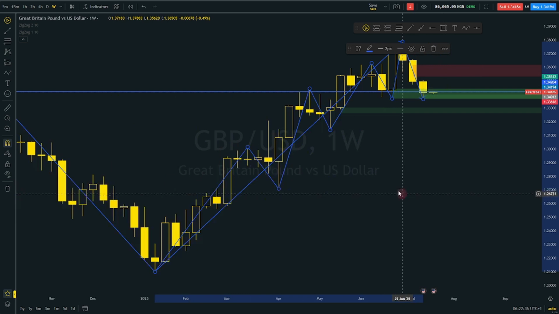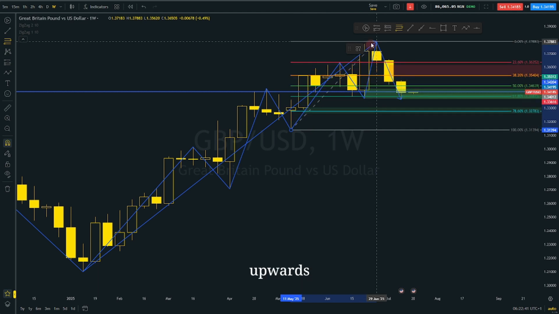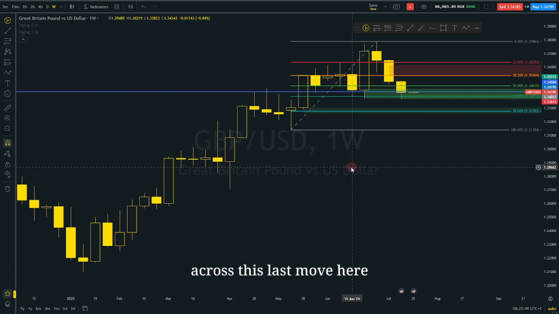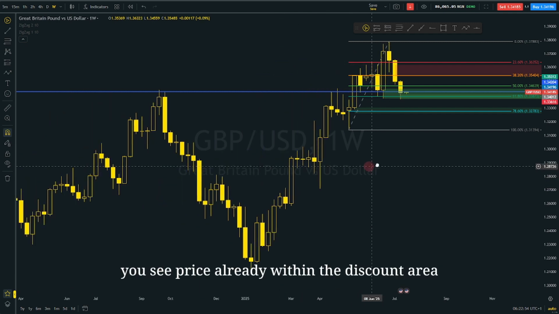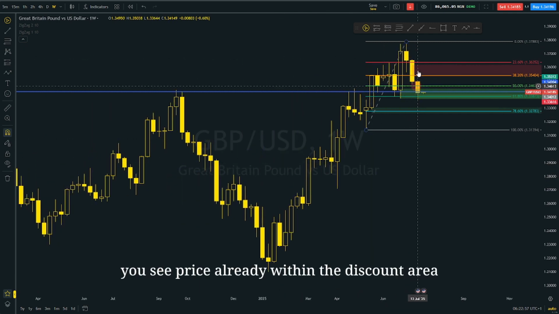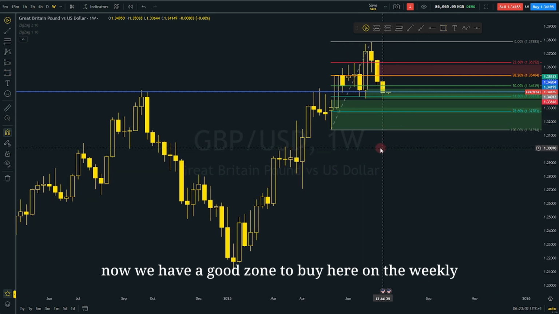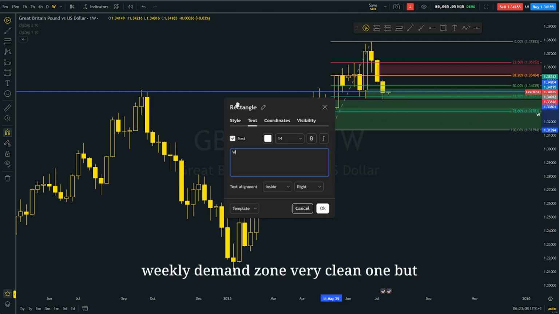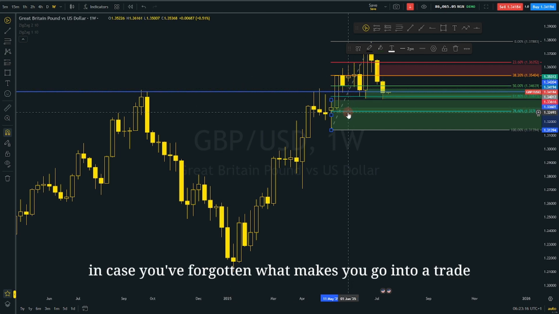On the weekly, if I pull a Fibonacci retracement across this last move upwards, allow me to delete all these path tools. If I pull a Fibonacci retracement across this last move here, what we'll see is price already within the discount area. Now we have a good zone to buy here on the weekly. Take note, this is a weekly demand zone, very clean one, but you just don't dive into a trade because you see a weekly demand zone, in case you've forgotten.